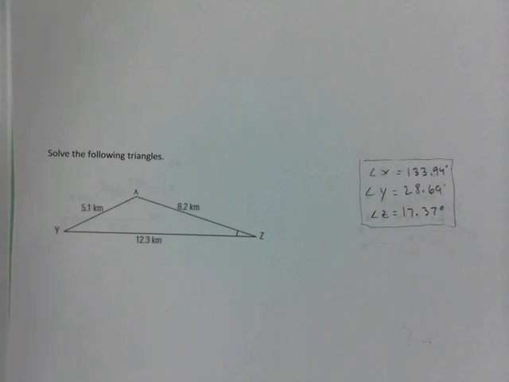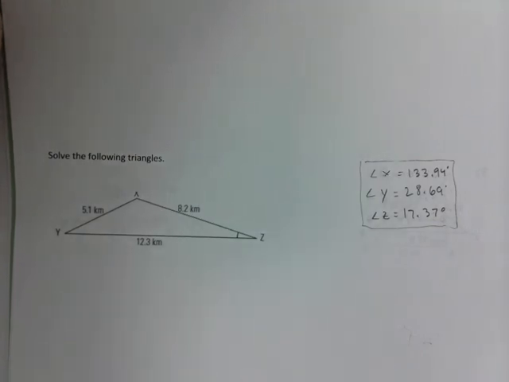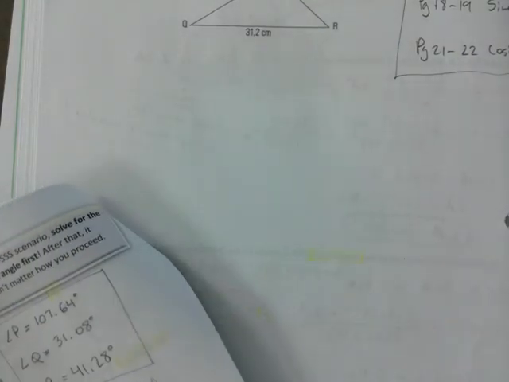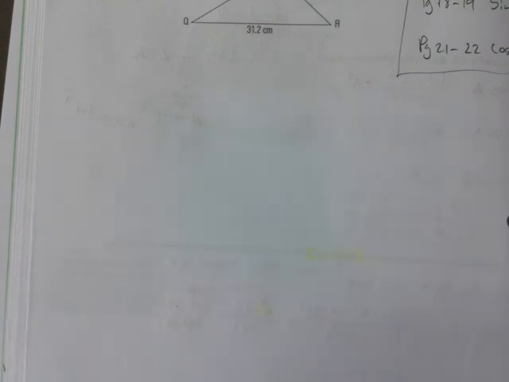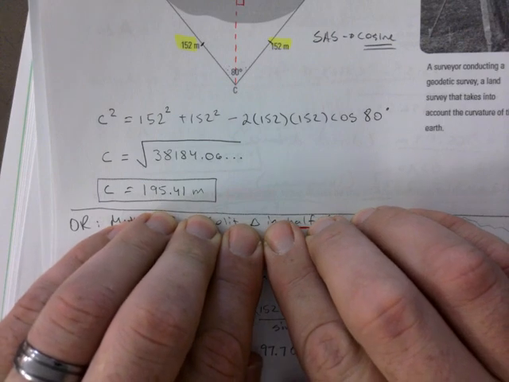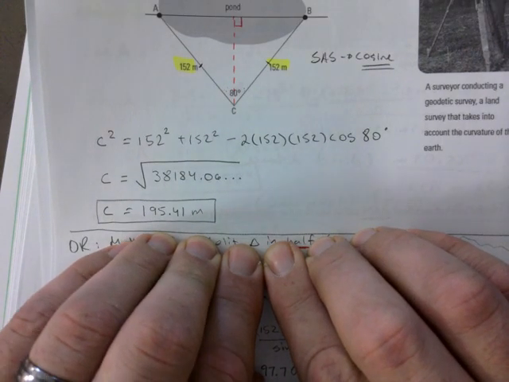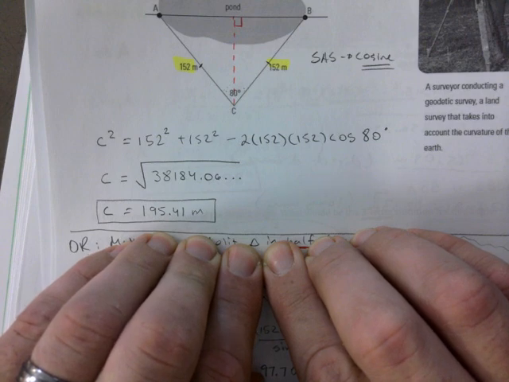And I'll give you the 19 and the 20 as well. Oh, sorry, 18 to 19. On page 18, you get that. You want to write it down quickly? 195.41.